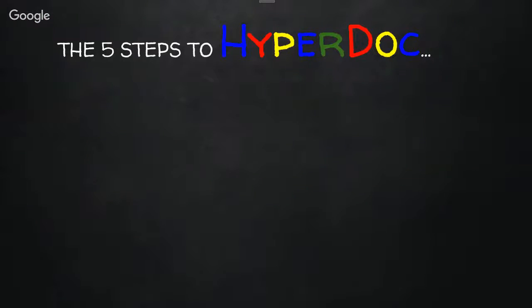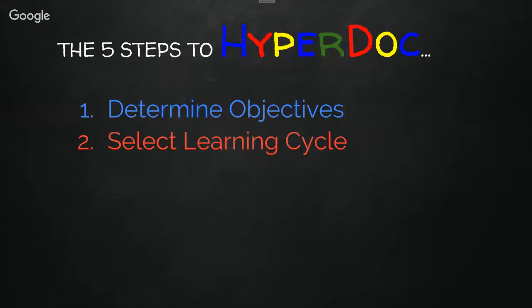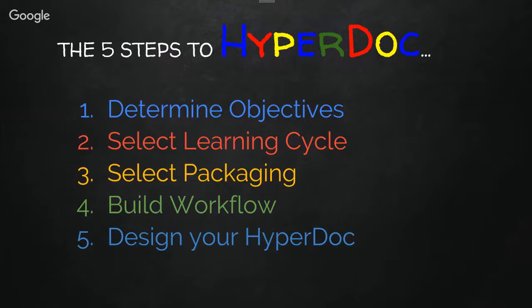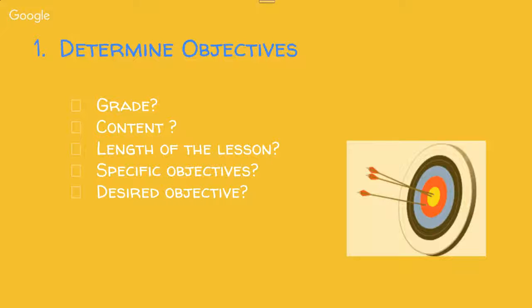There are 5 steps to a Hyperdoc. The first one will be determine the objectives, then select the learning cycle, select the packaging, build a workflow, and finally design your Hyperdoc. So when you determine your objectives, you have to take into account all the different parameters of your class. What is the grade? What is the content? What is the length of the lesson? Do you want to use it for just one single day, or maybe a full week, or maybe a full unit? What specific objectives and desired outcomes do you have?